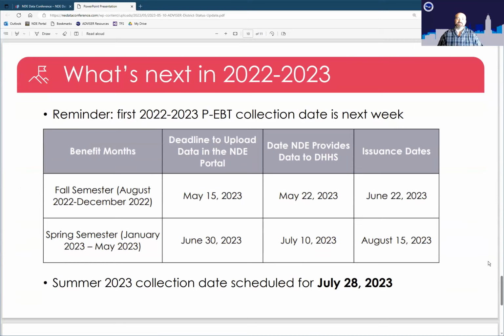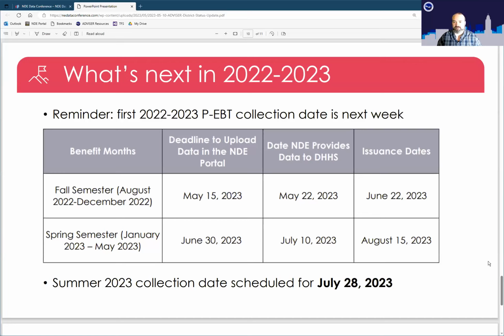One last thing, I wanted to remind you of the PEBT collection. The first collection due date is next week. So these are the dates that Jenna from our nutrition services team shared last month. But just a reminder, we're interested in fall semester data, so August 2022 to December. We want to hopefully get that from you around May 15th. If you're having troubles uploading, please put in a ticket and we'll take a look.